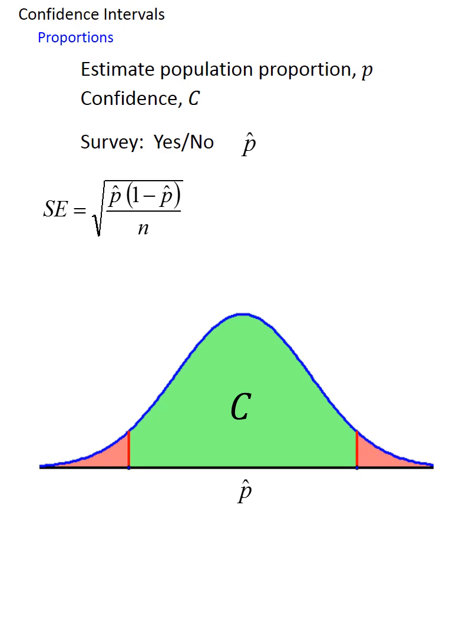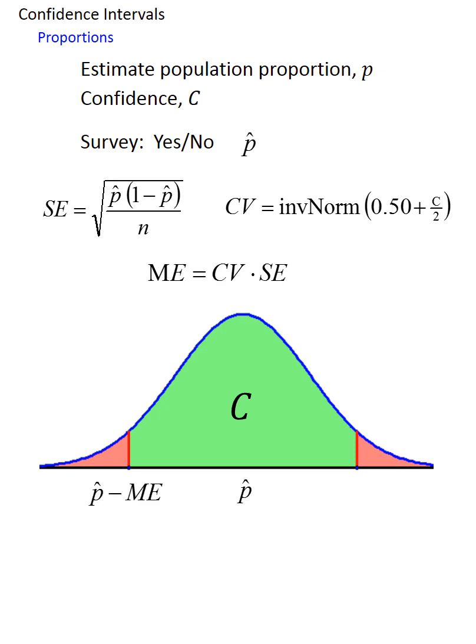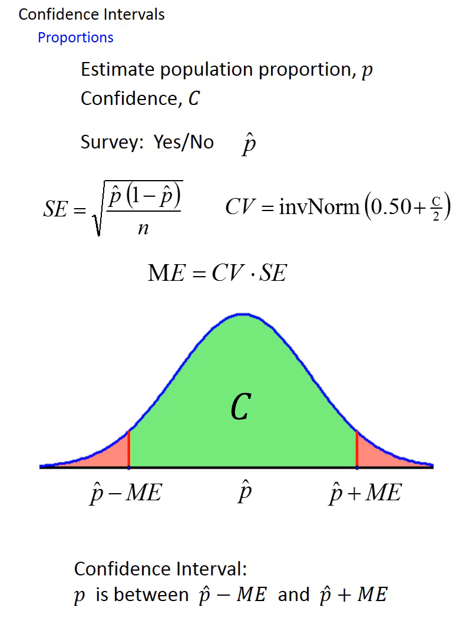We compute the standard error, we compute the critical value based on our confidence, we multiply those together to get the margin of error. This margin of error represents a likely window of how far off our point estimate could possibly be from the true population proportion, and therefore we subtract and add our margin of error to our point estimate and make the final statement that the true population proportion is somewhere between the lower and upper ends of our confidence interval. And that concludes the lesson.